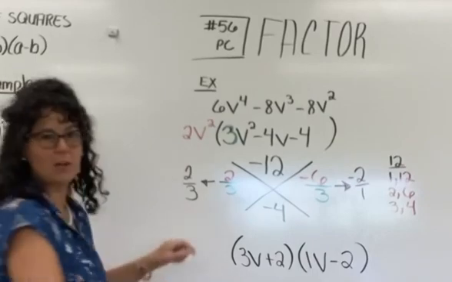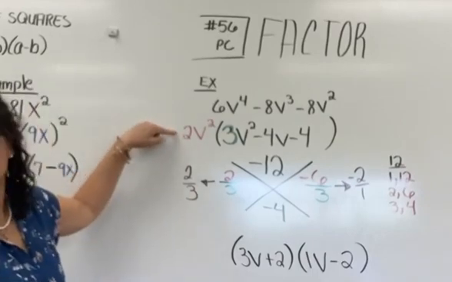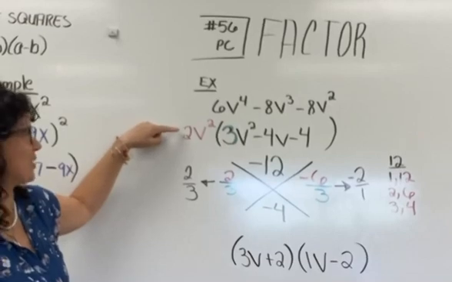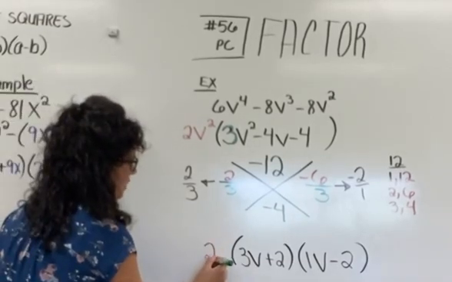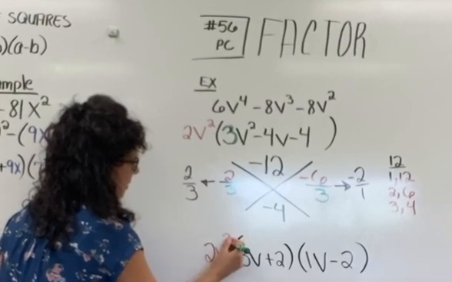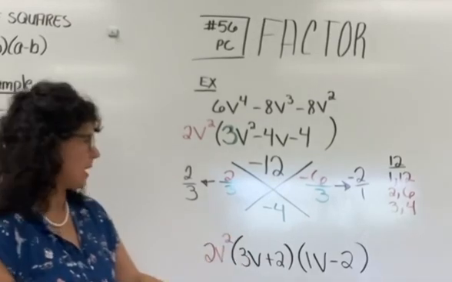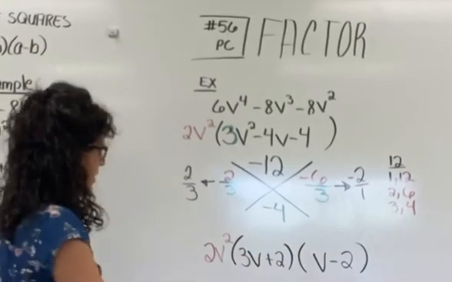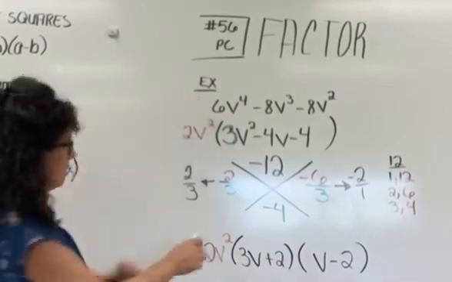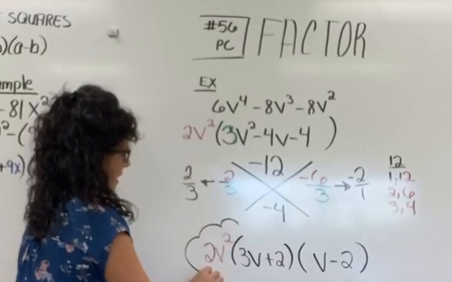It's easy to forget that we factored out 2v squared a second ago. And so I'm going to bring that down. So I still have 2v to the second power. You may want to simplify it. I really don't need this 1 there. And now our original is factored.